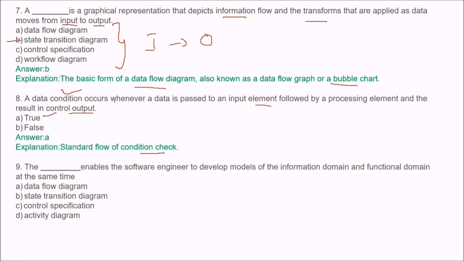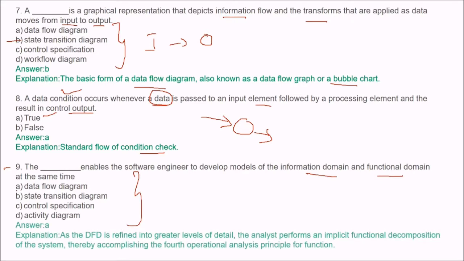So a data condition occurs whenever data is passed to an input element followed by a processing element and then the control output. The dash enables the software engineer to develop models of the information domain and functional domain at the same time. These are options for you. The answer is A. Data flow diagram.